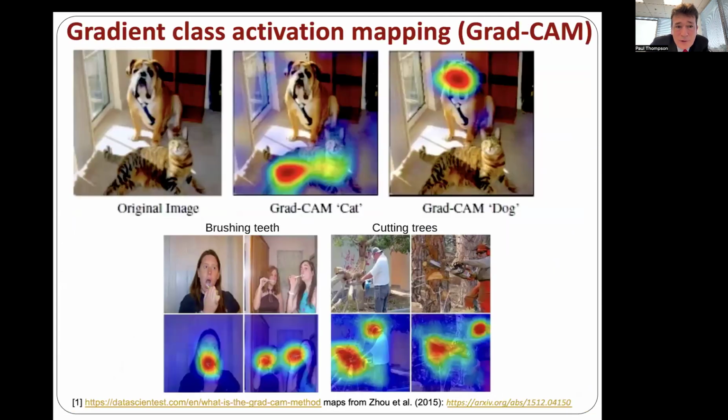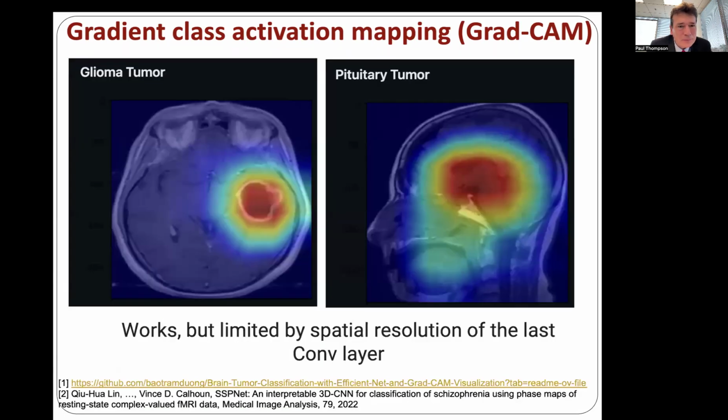This works very well for photographs. And so if you want to say, if a picture contains a cat, Grad-CAM will tell you which parts of the image were relevant to that. Or a dog, it finds the dog's face. People brushing their teeth, it finds the toothbrush and obviously what they're doing. And even things like cutting trees, it can find things that we would regard as useful for those tasks. So let's see if it can work with brain images.